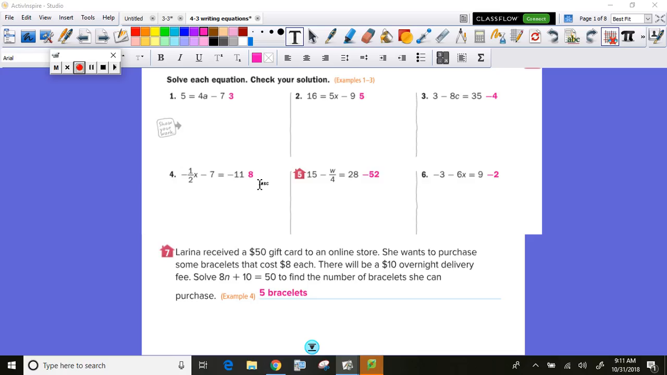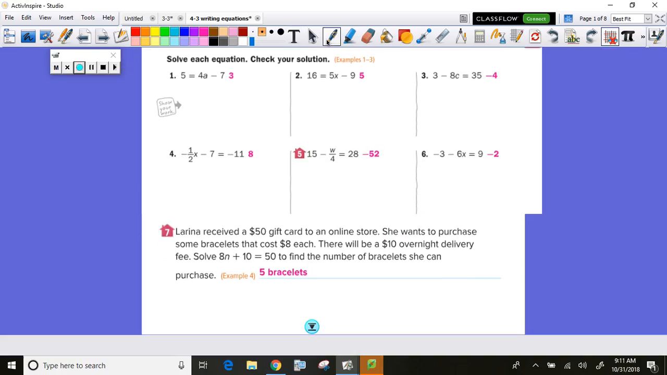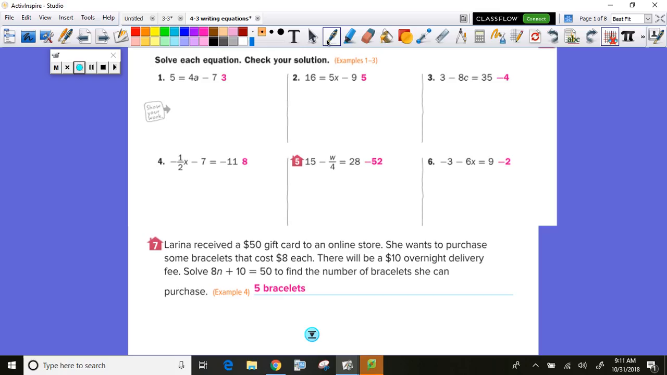So the first one I'm going to go over is number 3. So if we take a look at number 3, the most common mistake with number 3 is it says 3 minus 8c. However, this 3 is positive. Therefore, the opposite of positive 3 is to subtract 3 from both sides. 3 minus 3 is 0, but that leaves me with negative 8c equals 32. I then need to divide both sides by negative 8, and c equals negative 4.